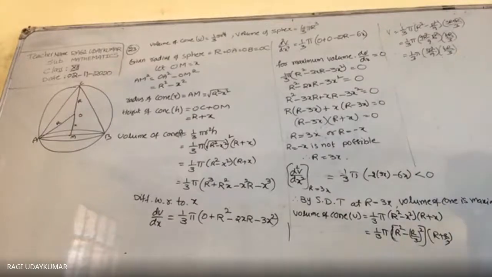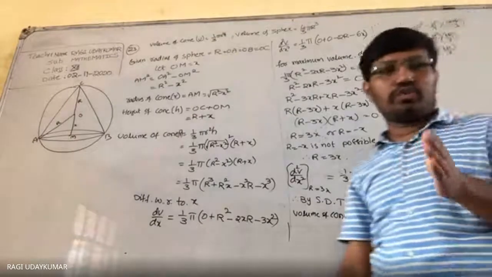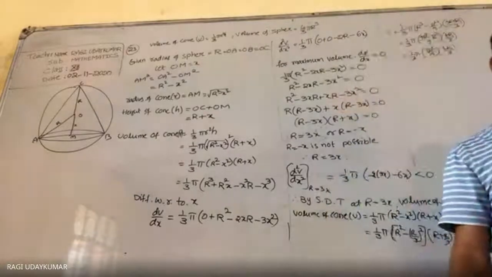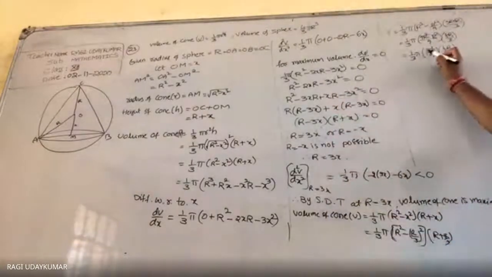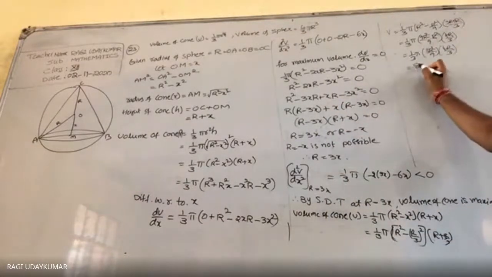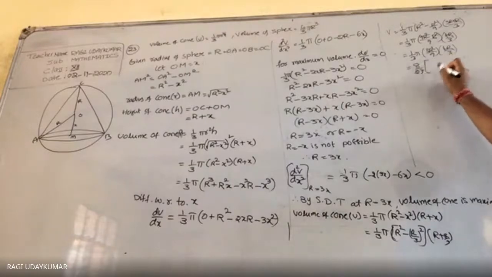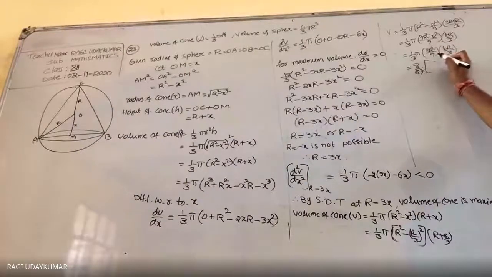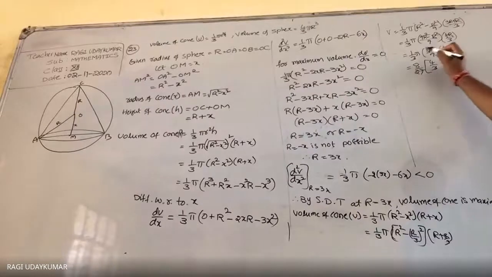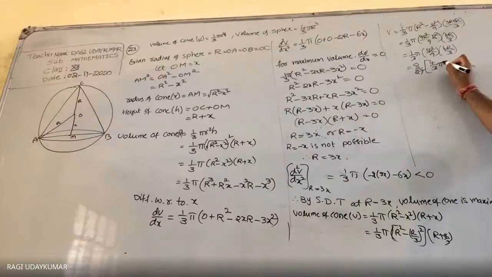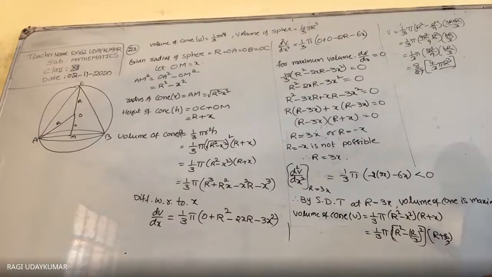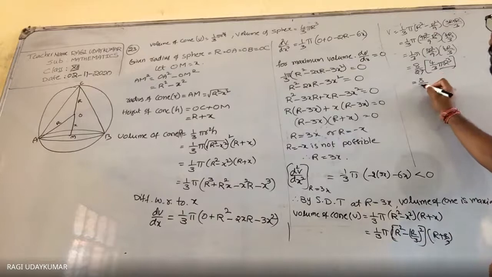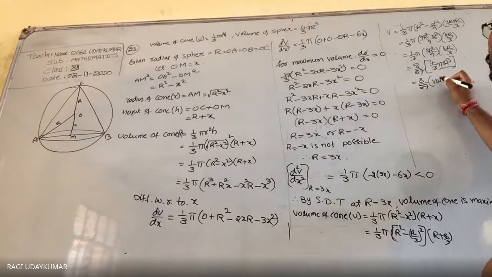Actually, what is given to us to prove? It is given to us to prove 8 by 27. So 8 by 27 is nothing but, here 8 is there and 27. You write 8 by 27 on the side. Remaining, what is left over in the numerator: 4 is there, here 3 is there, pi is there, R cube is there. So 1 by 3, 4 by 3 pi R cube is equal to the volume of the sphere. So which is equal to 8 by 27 of the volume of the sphere.